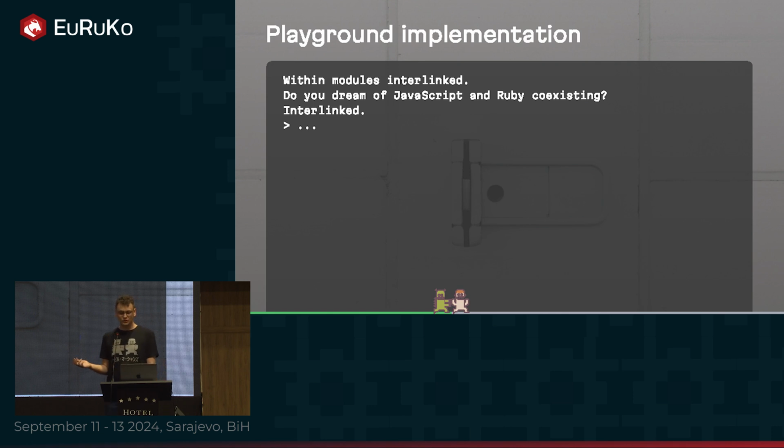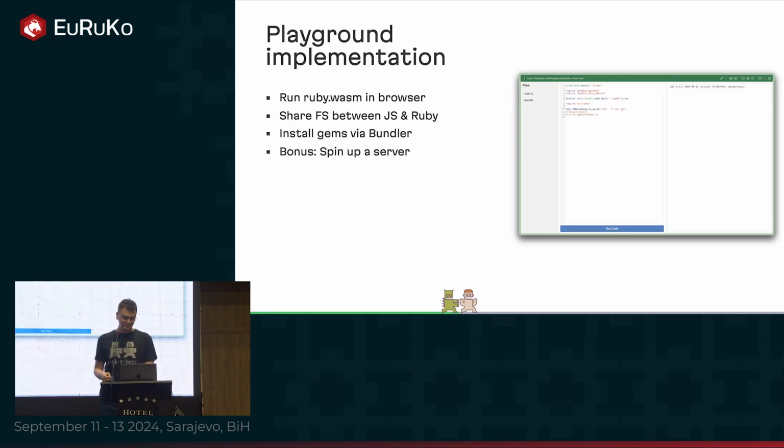With that knowledge, we can finally proceed to Ruby Playground implementation. First of all, we will need to run Ruby in browser. Then we want to share file system to use it in Ruby and also to show that in the browser and edit files and so on. Big chunk of work will be also related to enabling bundler. And finally, we will also, as a bonus, spin up a server with Ruby on board.